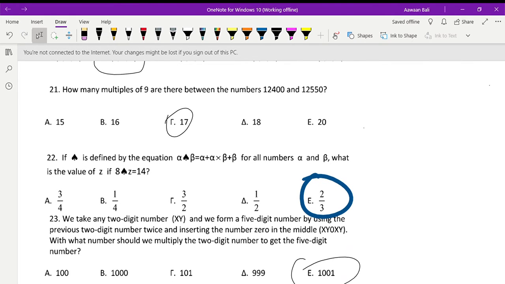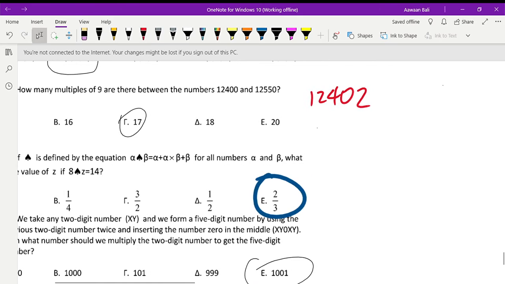Now, question number 21. How many multiples of 9 are there between the numbers 12,400 and 12,550? Well, this is actually easier than you think if you know the divisibility rule of 9. If all of the digits add up to a number which is divisible by 9, then you hit the jackpot, it's divisible. So when you look at 1 plus 2 plus 4 plus 0 plus 0, you can just take away the 2 zeros. 1 plus 2 plus 4, you get 7. So to find the next multiple, you have to add another 2. So 12,402. That's your first multiple. And then you just keep increasing it by 9.